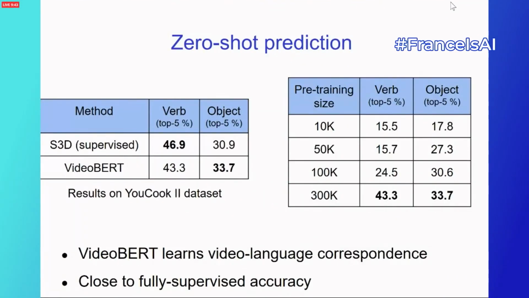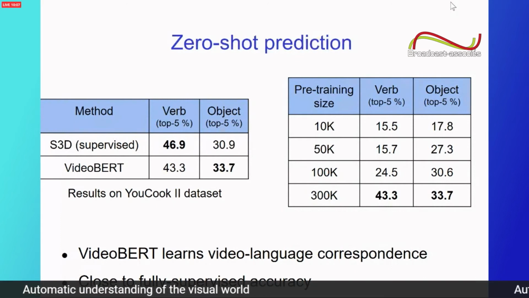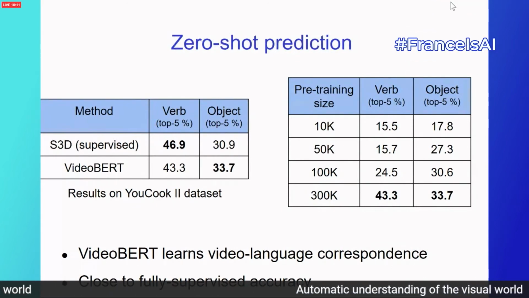We can evaluate the performance of our model for zero-shot prediction quantitatively. The table on the left shows that the supervised approach and our VideoBERT model perform on par when trained on a large enough data set. The table on the right shows the impact of the training size. If we use more data for training our model, we can significantly improve the performance, and we see that the performance is not yet saturated.